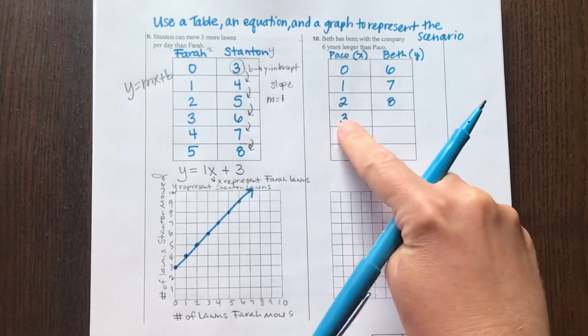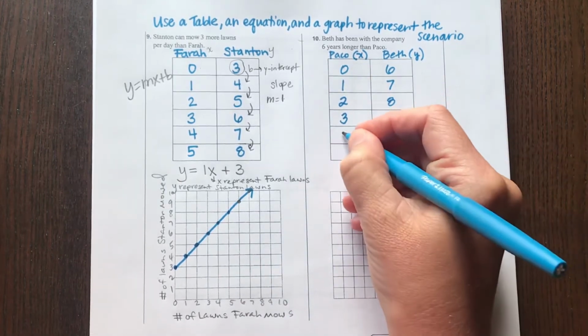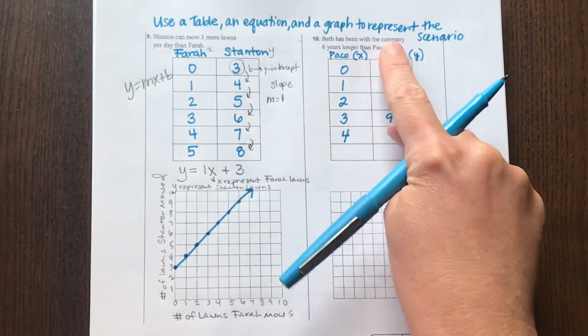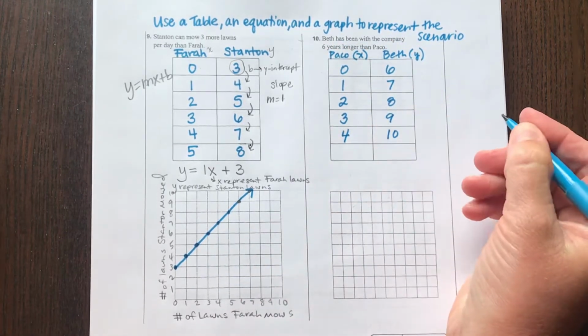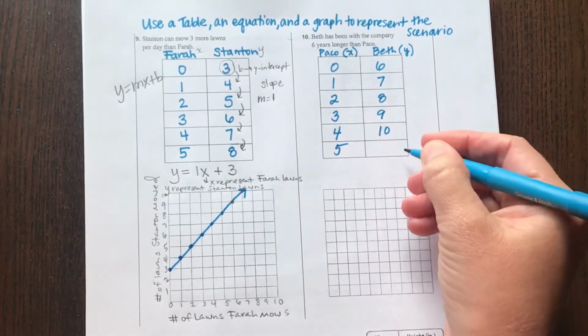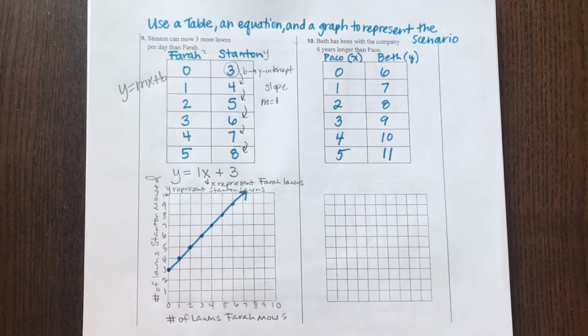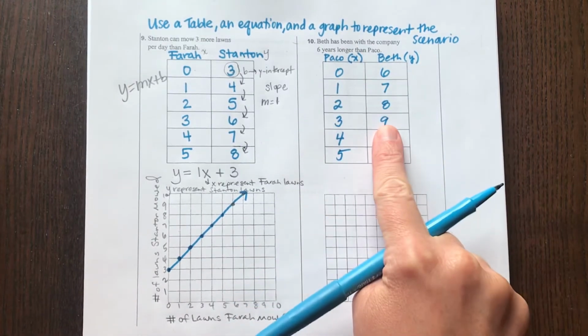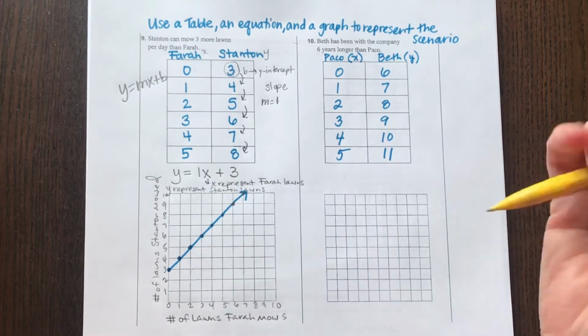3 years for Paco would mean if I add 6, I'd get 9 for Beth. If Paco has been at the company 4 years, if I say 6 years longer, that would mean 10 for Beth. And then you'll see the pattern continues. And now what I'm going to do after I have my table filled out is represent this table with an equation like I did over here.